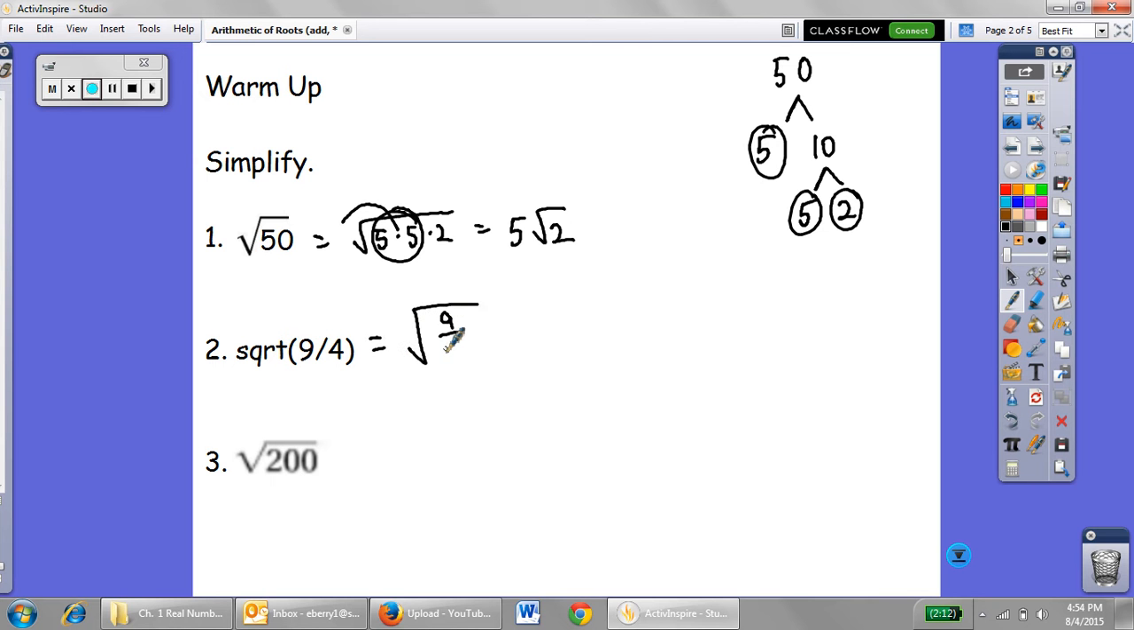Next, the square root of 9/4. We can write it like this. Now we're taking the square root of the numerator divided by the square root of the denominator. The square root of 9 is 3, and the square root of 4 is 2.